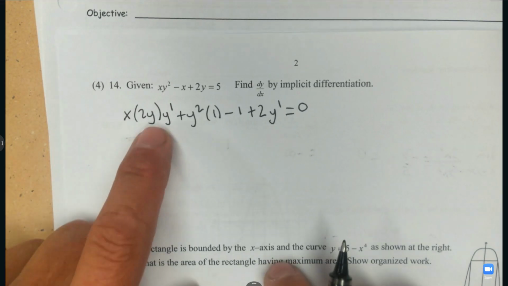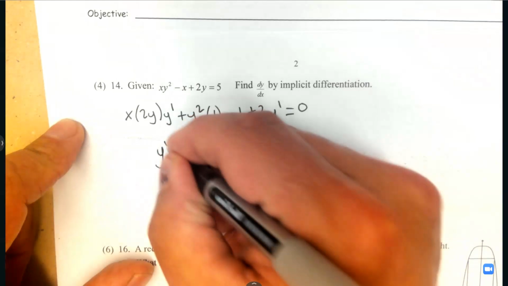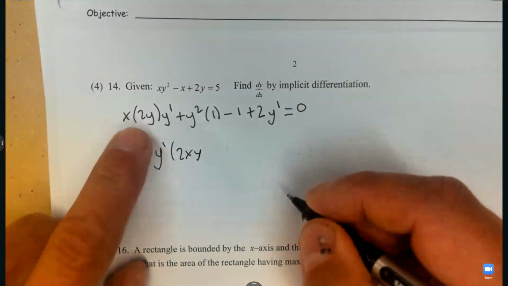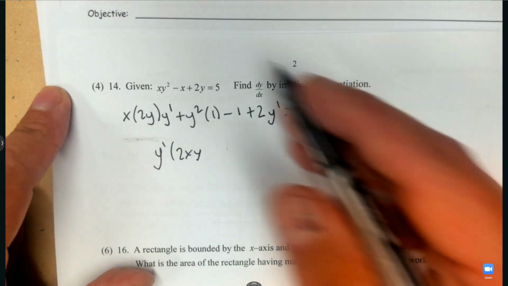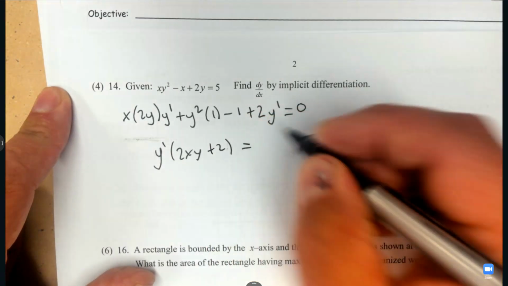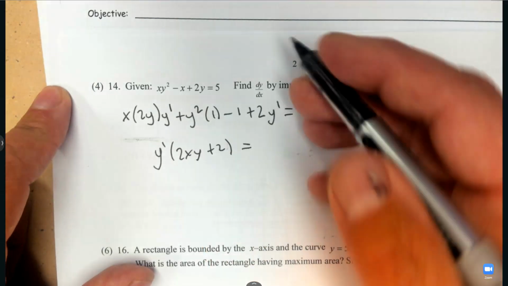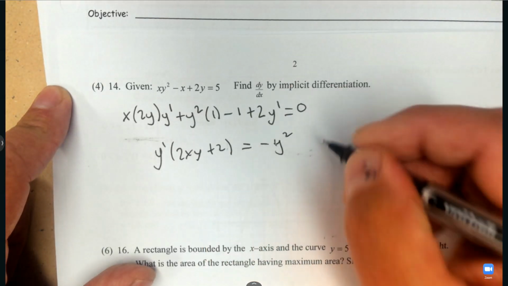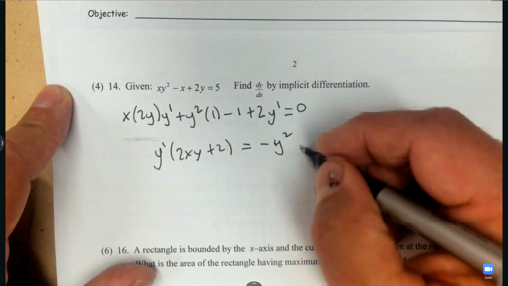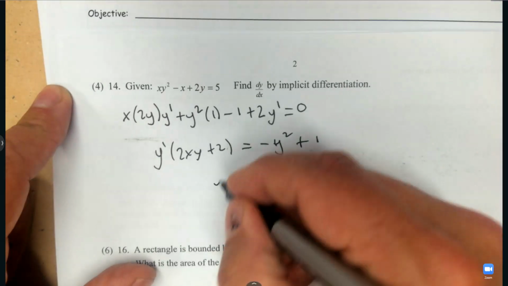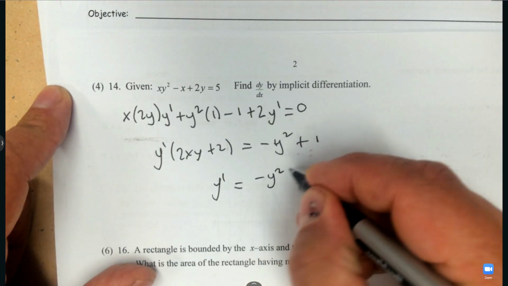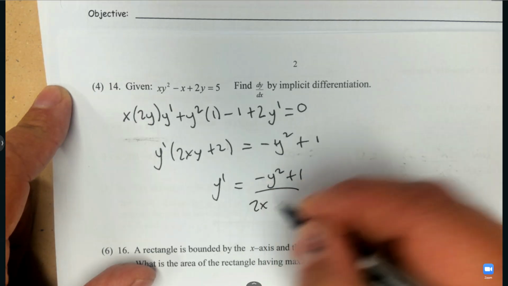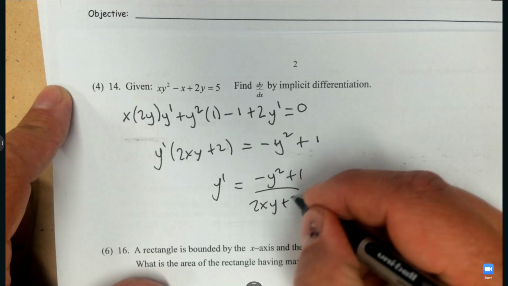Then I'm going to factor out a y prime. So if I factor out a y prime here, that's 2xy. If I factor out here, that's plus 2. And everything else, I'm going to move to the other side. So positive y squared becomes negative y squared. This becomes plus 1 on the other side. And then I divide and I have my answer. Or it doesn't matter, it could be 1 minus y squared over that.